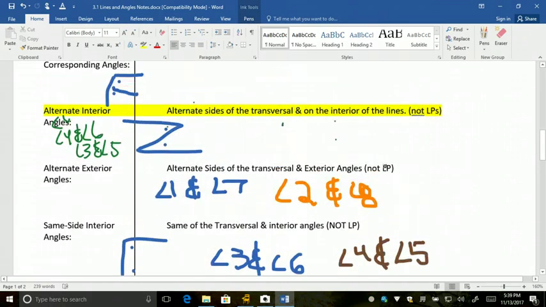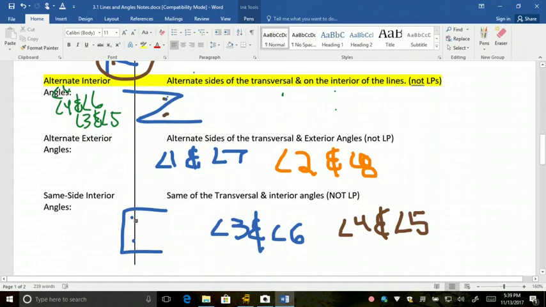So we want to be very good at identifying these different types of angles, just as good as we are at identifying linear pairs and vertical angles. Identifying corresponding, they make the letter F. They're in the corners of the letter F. Alternate interior in the corners of the Z. Same side interior in the corners of the C. Alternate exterior kind of pointing toward each other on different sides of the transversal and on the outside of the picture.